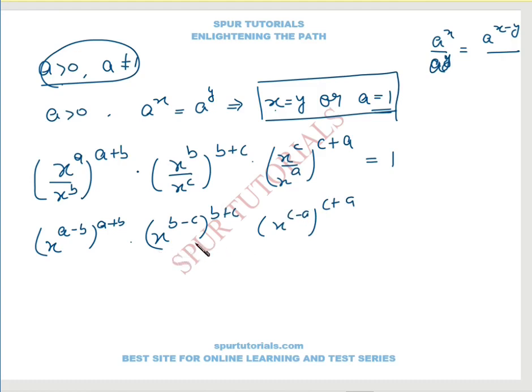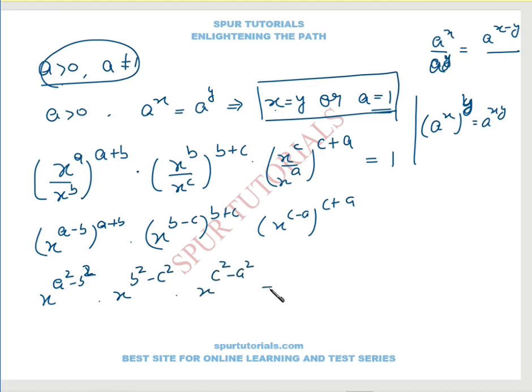Now what can you apply here? The next property is basically a raised to power x whole raised to power y is equal to a raised to power xy, right? So it's better if we apply this property. When you apply this property, this term will become x raised to power, you have to multiply these two powers, so it is a square minus b square, and the second term will become b square minus c square, and the third term will become c square minus a square, and this is equal to 1. Got it? Sorry, we have to prove this is equal to 1.